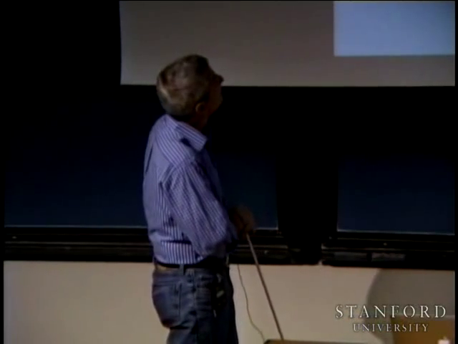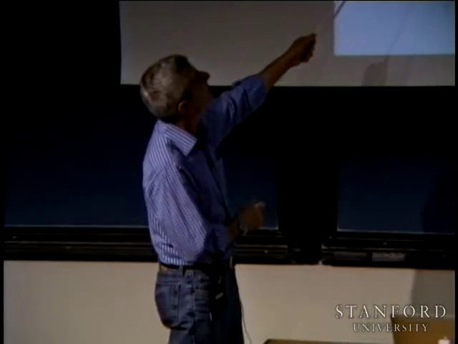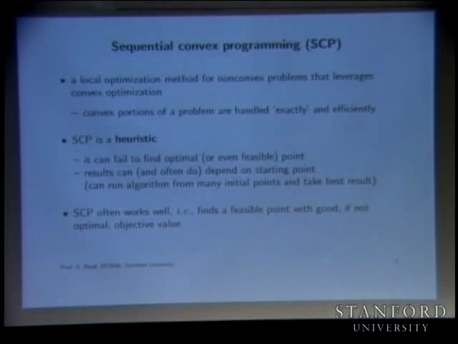That's the good news. On the other hand, I've already said this a couple times, we have to understand this is a heuristic. It can fail to find even a feasible point, even if one exists. Even if it finds a point and does something, there's absolutely no reason to believe it's the global optimum. I think I've said that enough times, but in the context of this course in convex optimization, it's worth repeating a bunch of times.